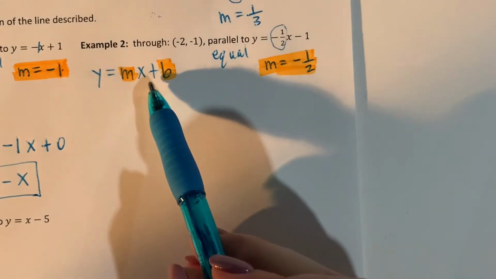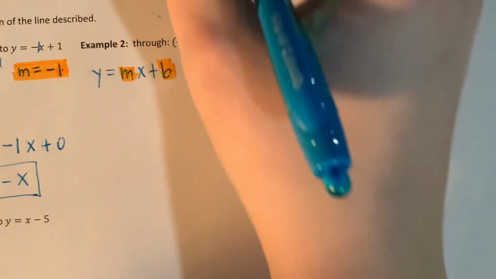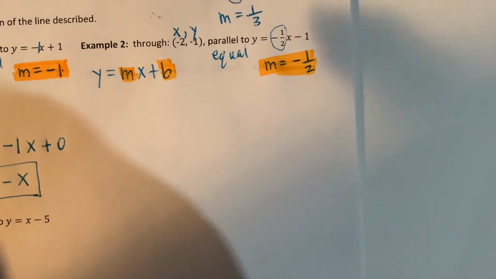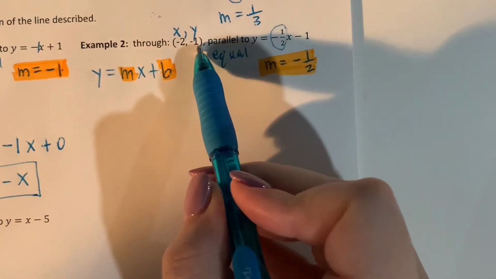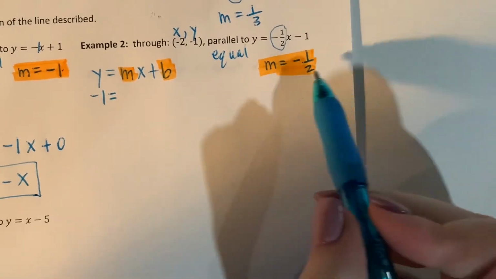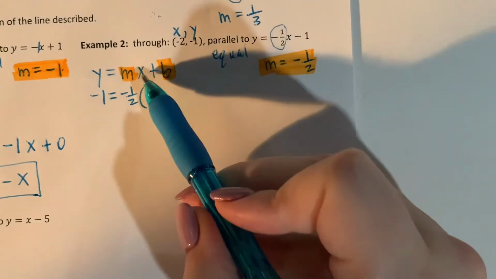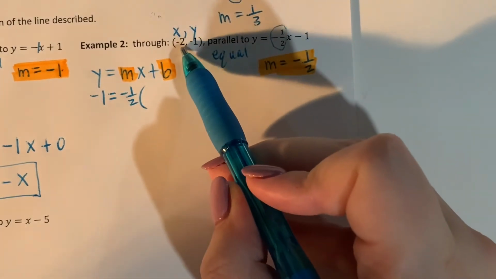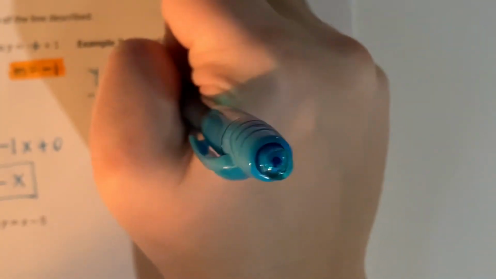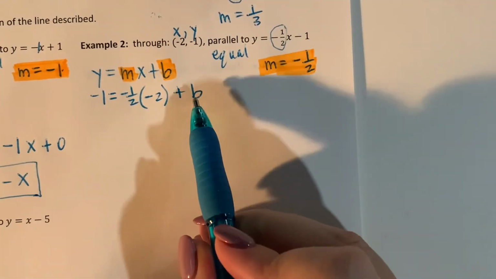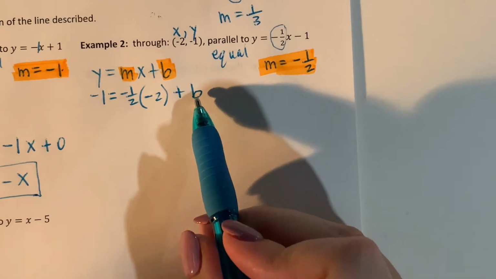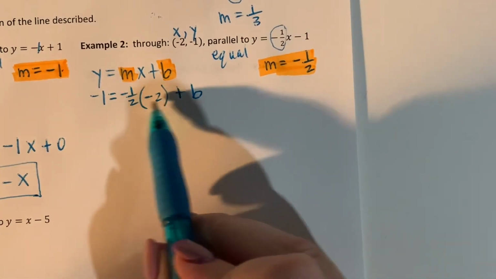And now I can plug in my m. I can also plug in the x and the y for my ordered pair. So my y comes from the ordered pair. It's negative 1 equals, my slope is negative 1/2 times my x, which comes from the ordered pair. It's negative 2. And at the end I have plus b, which is good because this is the variable that we're trying to find. I can take care of this multiplication.